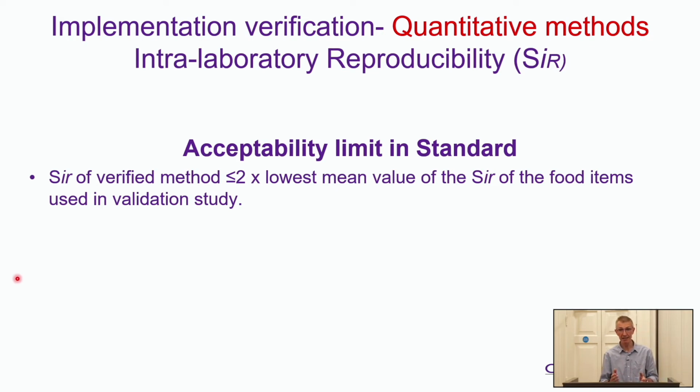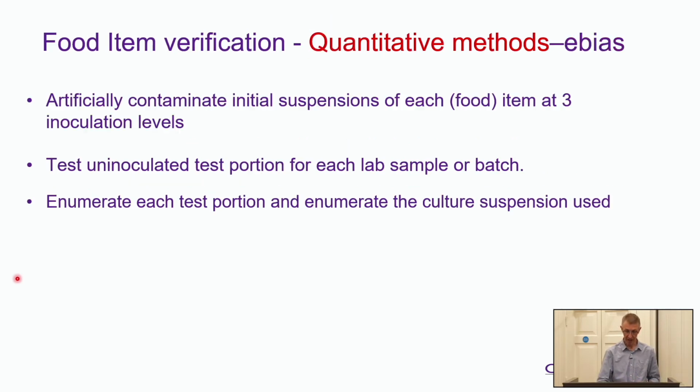And if it is equal to or less than twice that value, you've verified it. You've done implementation verification of that method in your laboratory. And then you can move forwards to do food item verification for that method. Now, we said beforehand, we're using a different approach here for food item verification. We're using something called e-bias, the estimated bias.